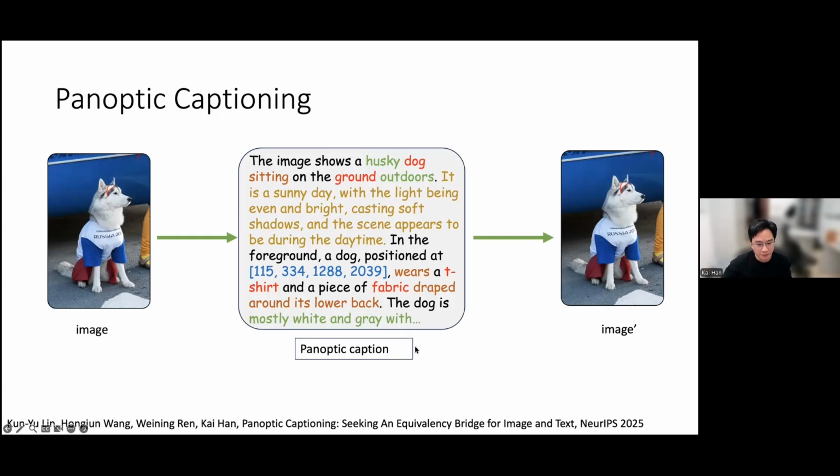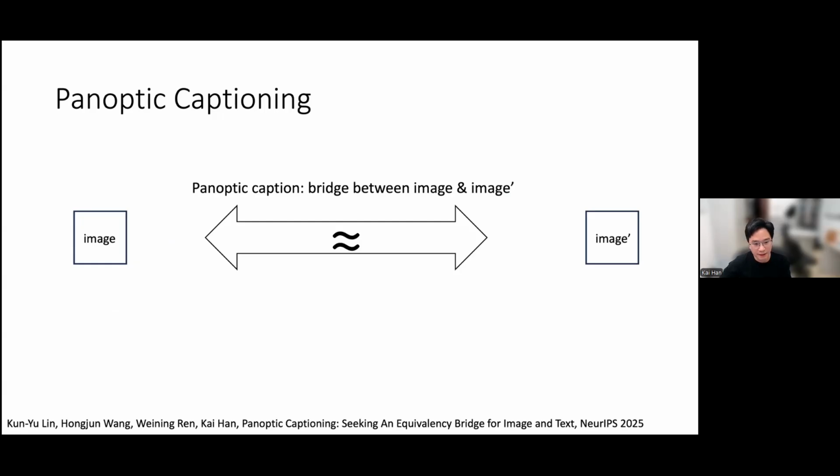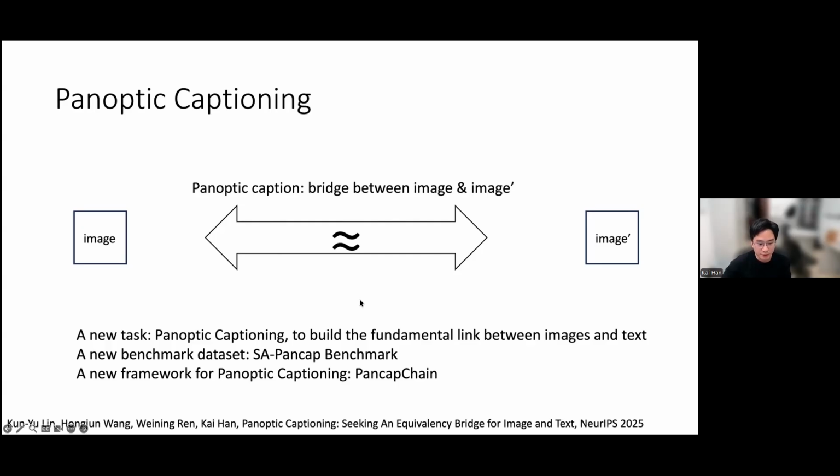So we have the image, and then we get a caption which is detailed enough to really cover the important details of the image, and then we can recover that image prime. We call this caption the panoptic caption. The goal is to produce this panoptic caption to bridge between the image and image prime. This is our goal in this work, which we call panoptic captioning. In this work, we introduced this new task called panoptic captioning to build the fundamental link between image and text.